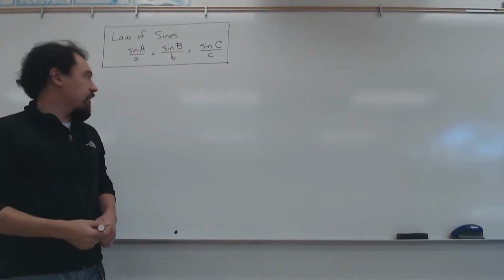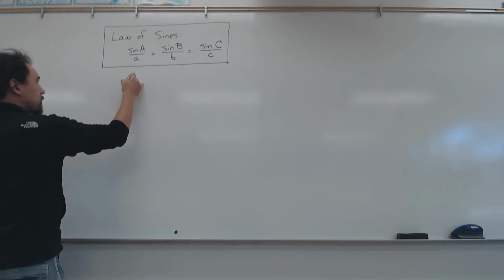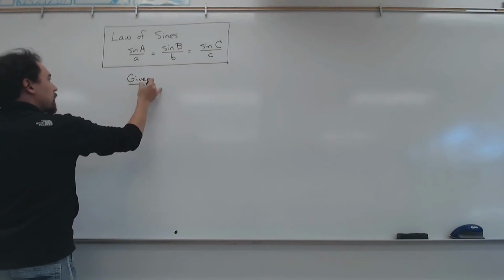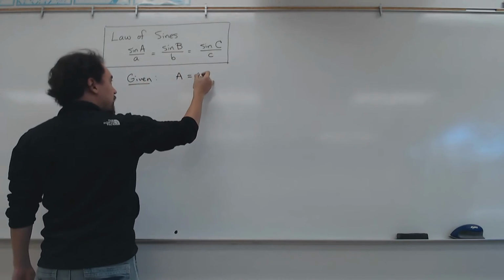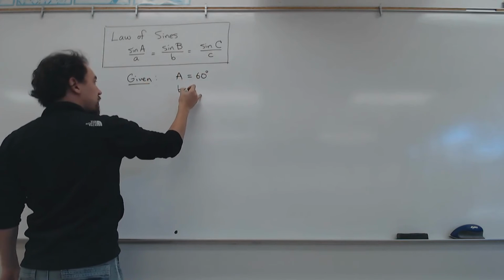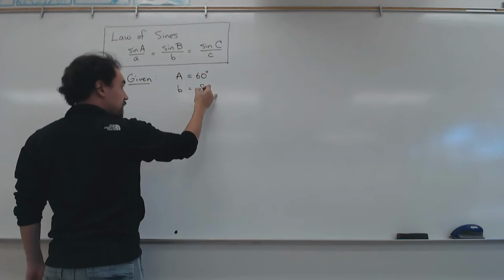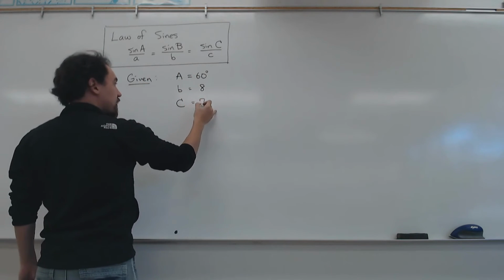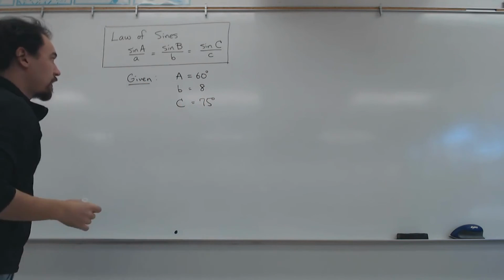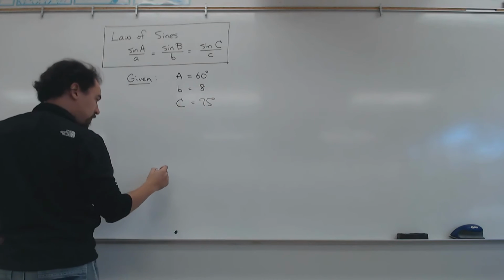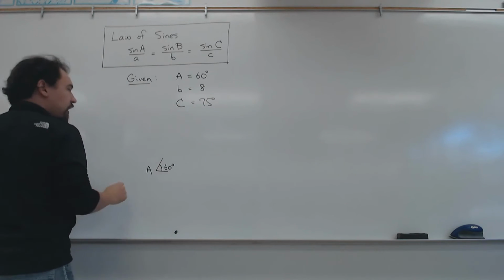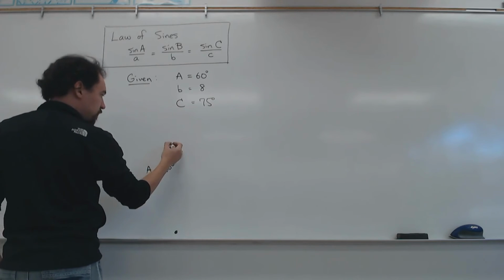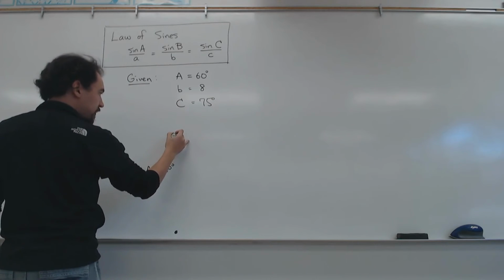Let's try a different setup. This time, let's imagine we're given angle A is 60 degrees, side length b is 8, and angle C is 75 degrees. So if we start drawing this, we'd say, well, we've got angle A, 60 degrees, and angle C, let's put right up here, this is going to be 75 degrees.